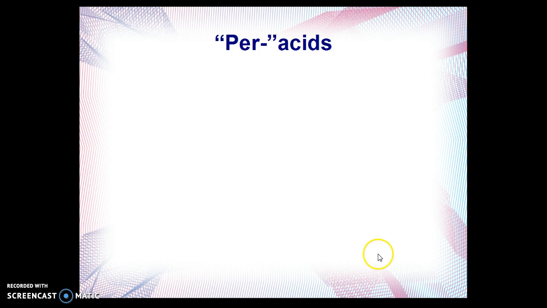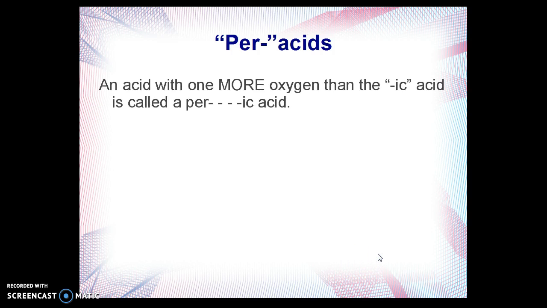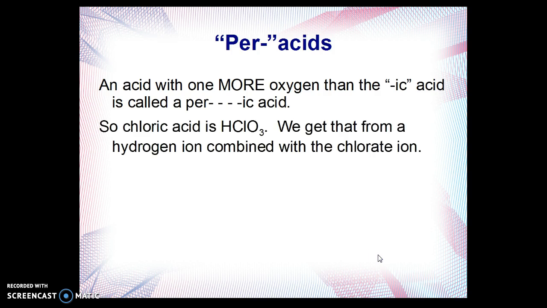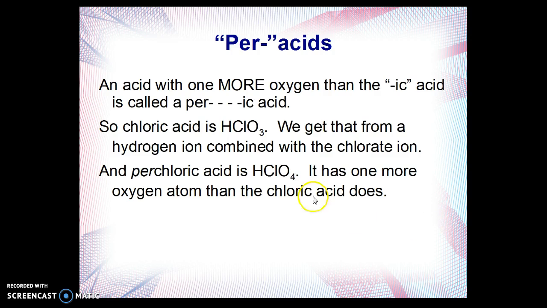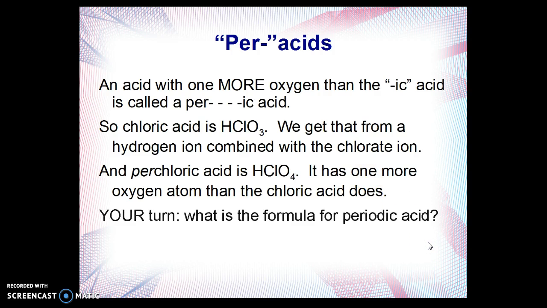Let's talk about the per acids. An acid with one more oxygen than the ic acid is called a per-ic acid. So chloric acid is HClO3. That's the hydrogen ion and the chlorate ion. Perchloric acid would be HClO4. Again, it has one more oxygen atom than the chloric acid. So what's the formula for periodic acid? Work that out, write it down, and check your answer. It is HIO4.